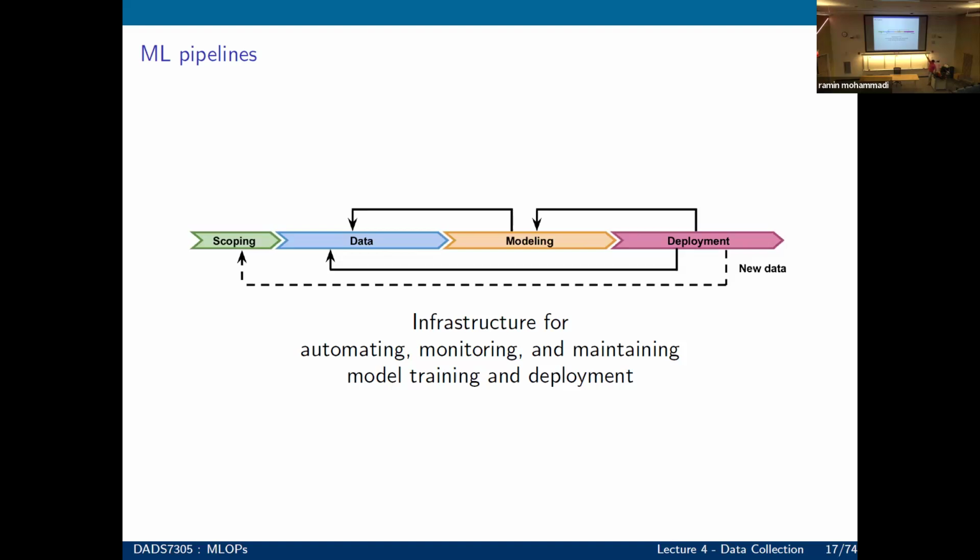On the other end, there's a line from deployment to scoping. What does that mean? That means you built something, you deployed it, and all of a sudden it does not match what you were planning to build. It fails, it doesn't work. In that case, you need to go back to scoping and change the scope.